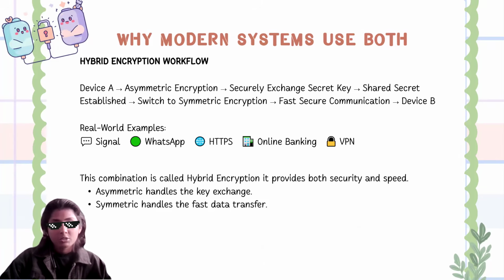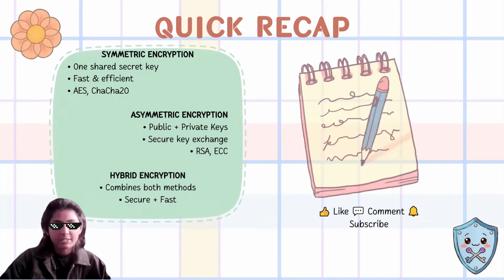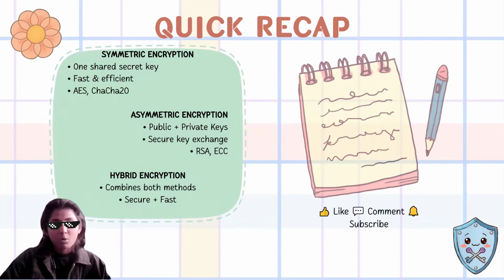The speed of symmetric encryption stays the same. So just to recap, modern encryption has two fundamental types. Symmetric encryption uses one shared secret key and is designed for speed. Asymmetric encryption uses a public key and a private key to solve the problem of securely sharing keys, which is caused by symmetric encryption. Modern applications combine both technologies using hybrid encryption, allowing them to stay both secure and efficient.